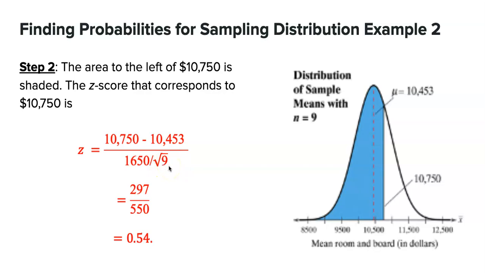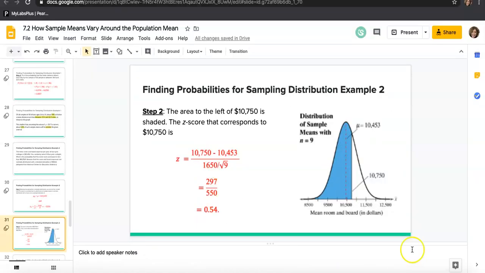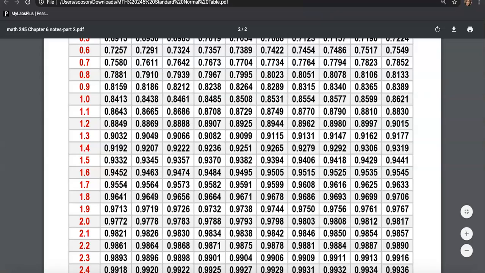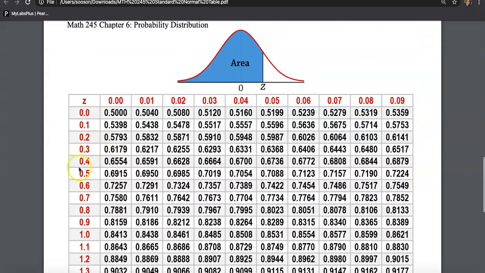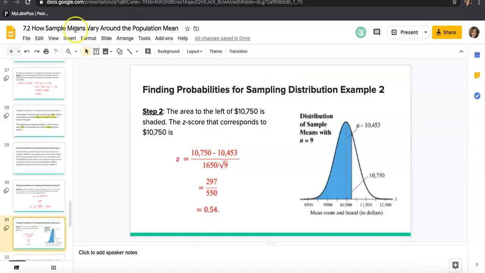Now, what you need to do is go find the area to the left of 0.54 on that standard normal table. So let's find that. Where's my table? 0.54, right? Here is 0.5 and 0.54 is right here. So the area to the left of 0.54 is 0.7054. So approximately 71%, right?